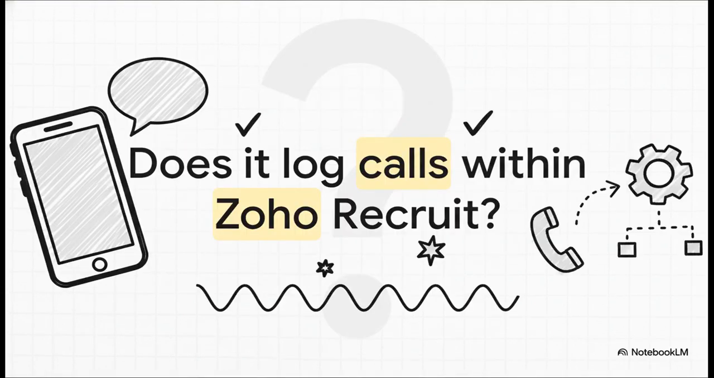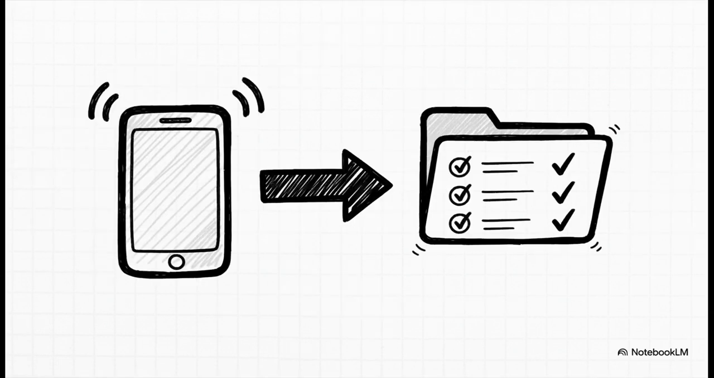Okay, next question. What about phone calls? Does the system keep a log of all those important conversations? Yes, it does. Every single call made or received through the system is automatically logged right inside Zoho Recruit. This is a huge benefit for team accountability, making sure everyone has a complete history of every candidate interaction all in one place.